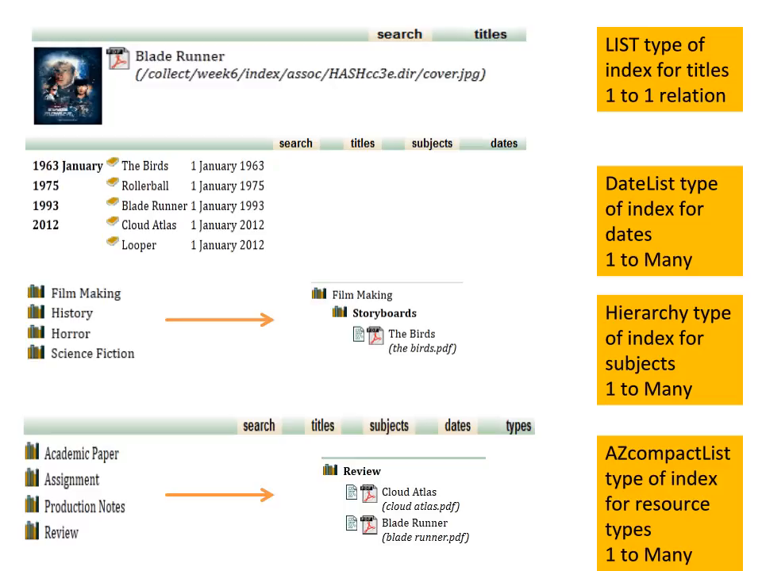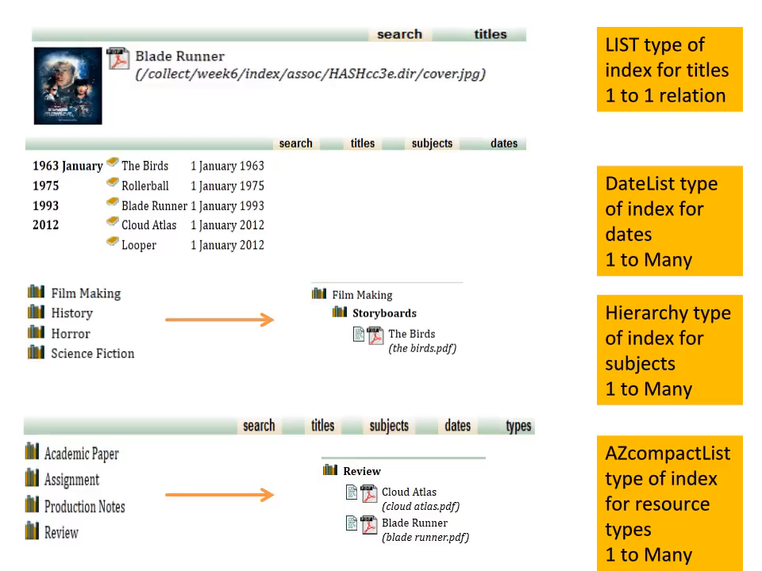Once your indexes are designed, you can create and build. So here's what we've got, the four types of indexes. The titles one, of course, is a simple list type. It's a one-to-one relationship, one document, one title. So that's fairly straightforward, easiest type to format.